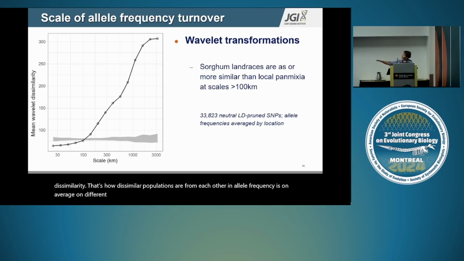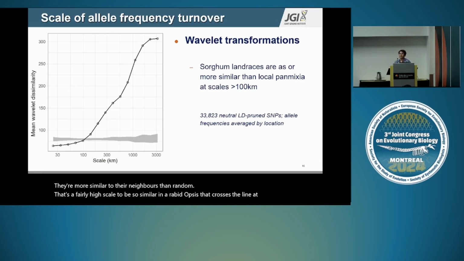The gray-blue polygon, that's what it would be if at every scale things were just entirely randomly permuted. We shake up our populations at each scale. They're randomly positioned. So up to 100 kilometers, they're more similar to their neighbors than random. That's a fairly high scale to be so similar. In Arabidopsis, that crosses the line at about 25, because Arabidopsis just sits. These, however, humans are moving them around, they're interbreeding, and above 100 kilometers, the turnover increases.